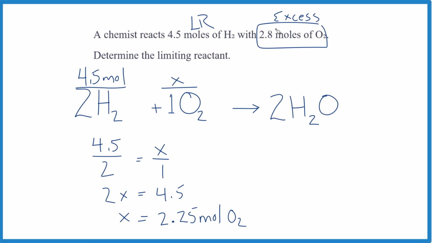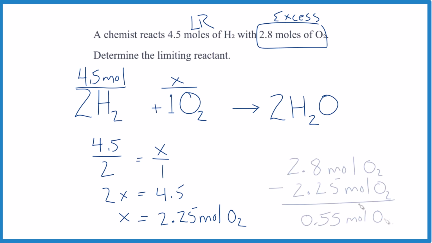So now we started with 2.8 moles. We use 2.25. We just subtract. So in this reaction, when we start with 2.8 moles of oxygen, we end up using 2.25. That means 0.55 moles of oxygen gas is left over. So that's how you can solve these limiting reactant problems where you have something left over. You can figure out how much of that excess reactant is left over.